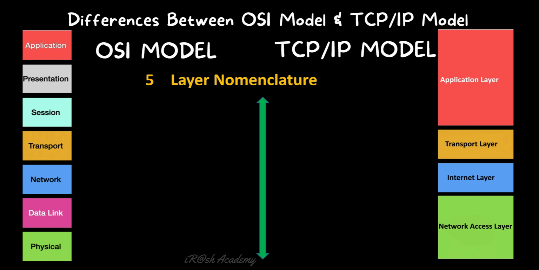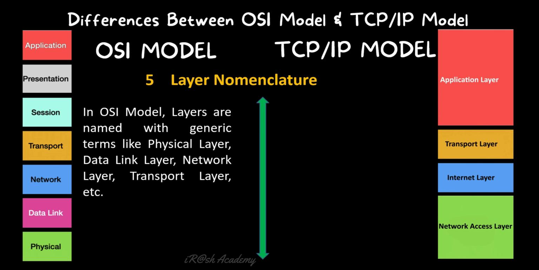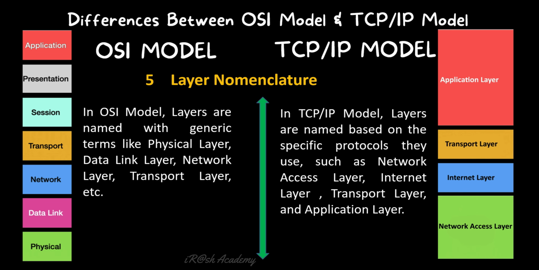Now the point number 5, layer nomenclature. So in this case, in the OSI model, layers are named with generic terms like physical layer, data link layer, network layer, transport layer, etc. But on the other hand, in the TCP/IP model, the layers are named based on the specific protocols they use, such as network access layer, internet layer, transport layer, and application layer.